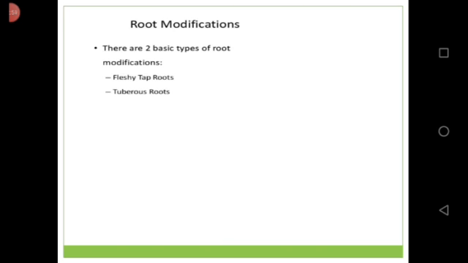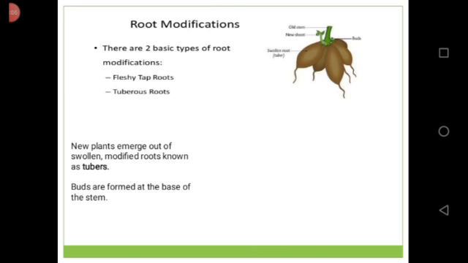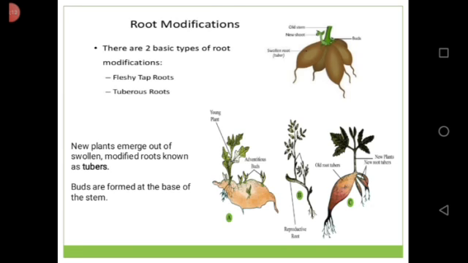What are the root modifications? There are two basic types of roots, one is fleshy taproot and another is tuberous roots. So this is the structure of the tuberous root. Here the new plants emerge out of the swollen modified roots known as tubers, and these buds are formed at the base of the stem. Here you can see the diagram of different types of root modifications.